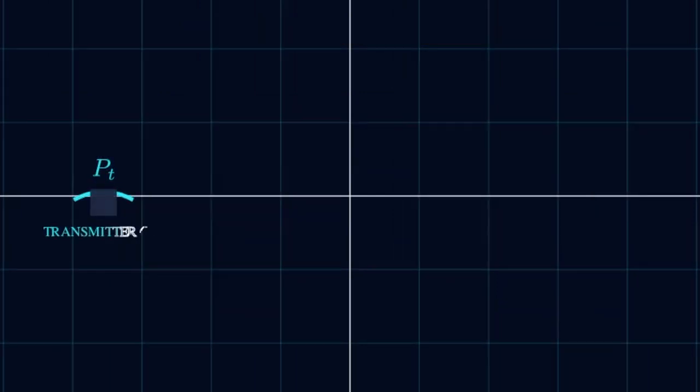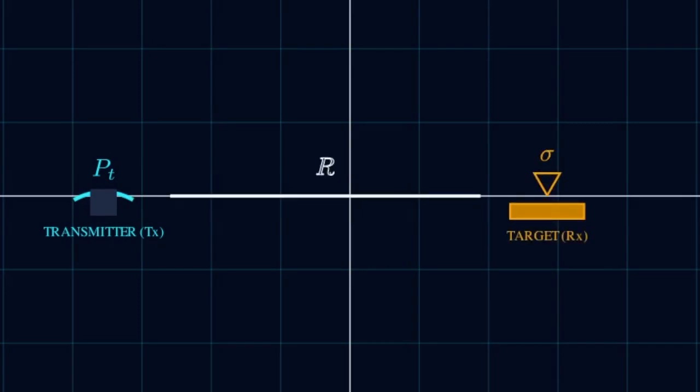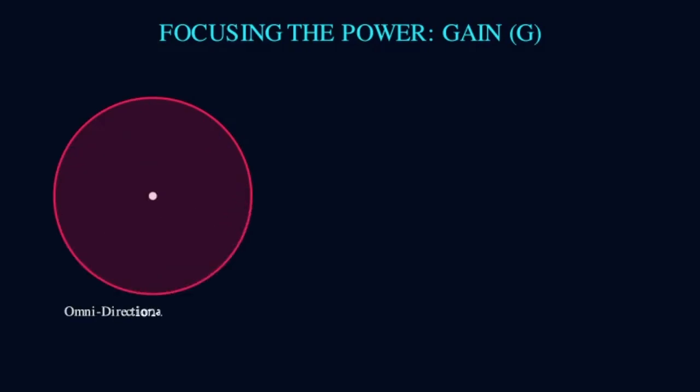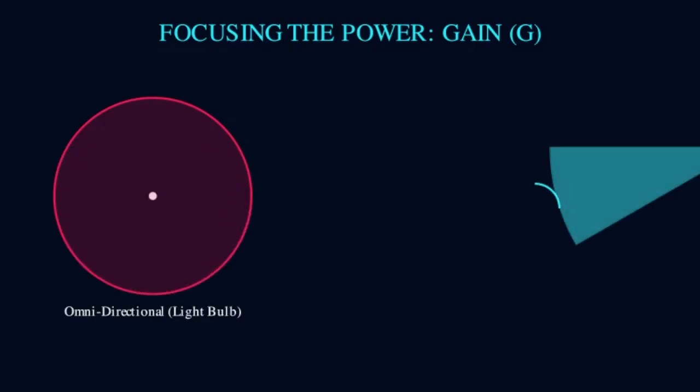Let's build the architecture. On the left, our transmitter P sub T, blasting high-power electromagnetic energy. On the right, our target. The most critical variable here is the range, or the physical distance between the hunter and the hunted. We don't waste energy broadcasting in all directions like a light bulb. Instead, we focus it like a spotlight. This focusing ability is called antenna gain, or simply G. It directs our massive power output exactly where we need it to go.